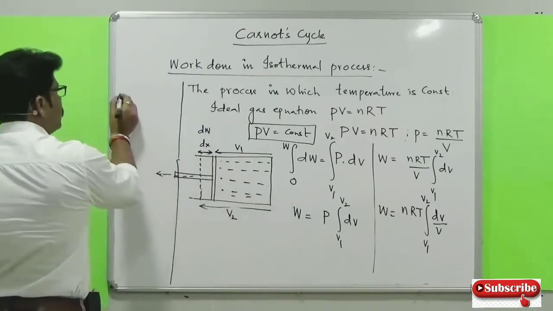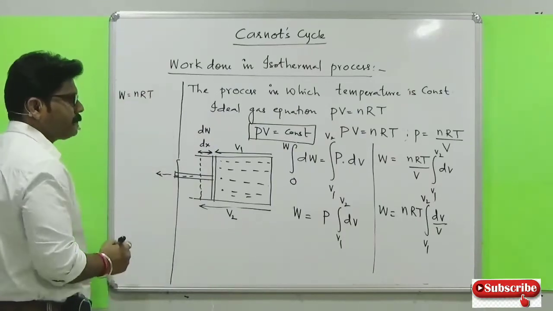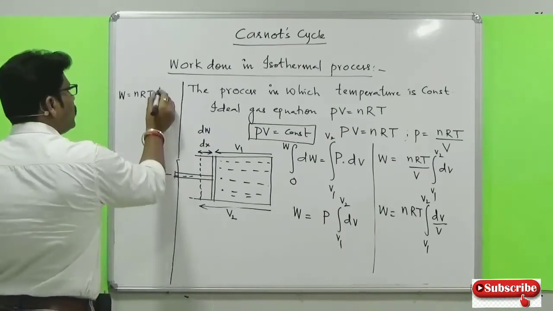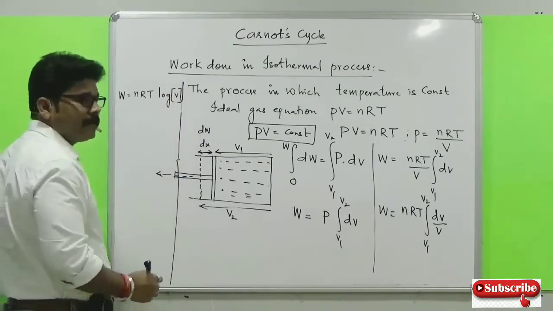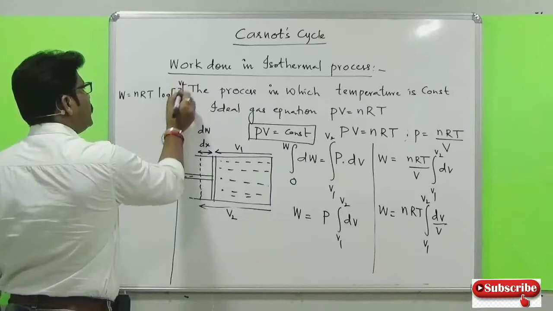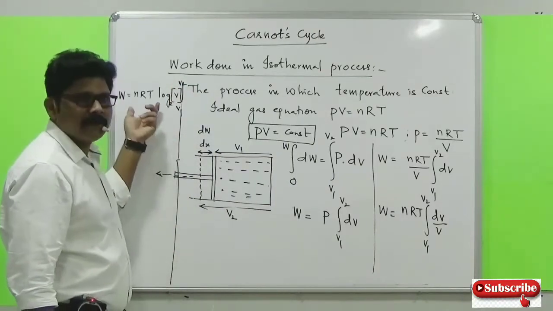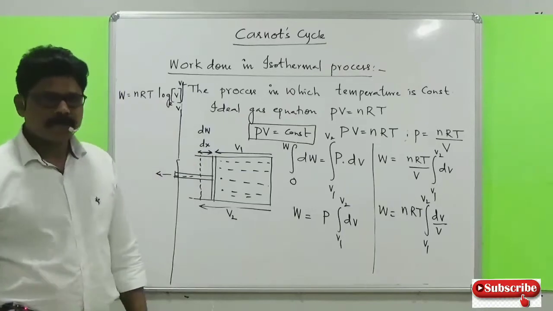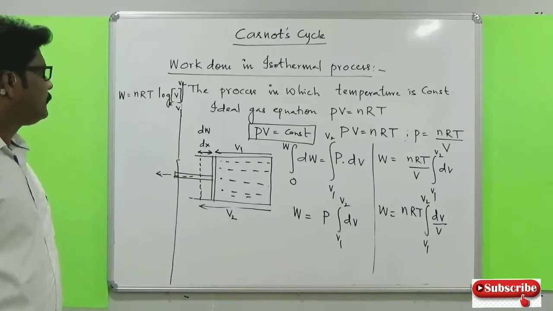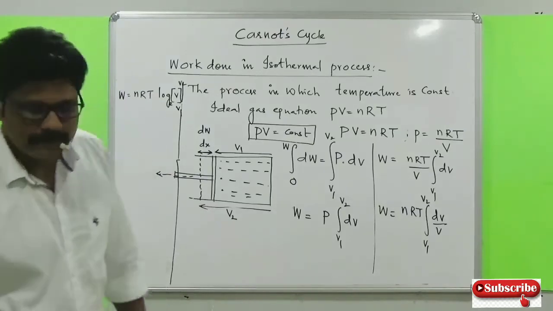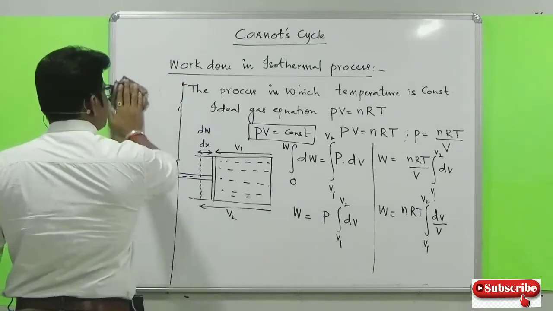W equals to nRT log V applying limits V1 to V2. This is basic. अब पहले तो इधर कॉपी करो, उसके बाद में मैं क्या करता हूँ? Erase करने के बाद फिर start करेंगे. पहले copy करो. Copy first.